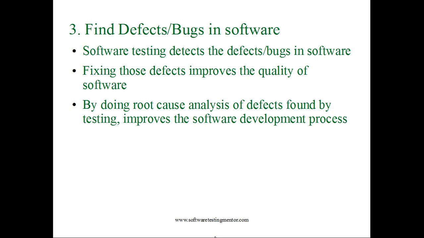Then by doing root cause analysis of defects found by testing, you improve the software development process. If you do root cause analysis of a defect, you find why that defect got introduced in the first place, which can then be avoided in further process. You can set up a proper development process to avoid those kinds of defects coming in. So software testing also improves the software development process by doing root cause analysis of the defects.